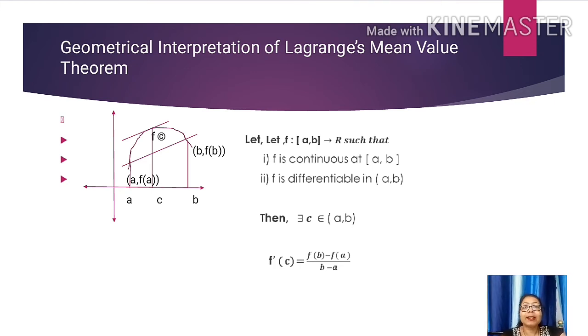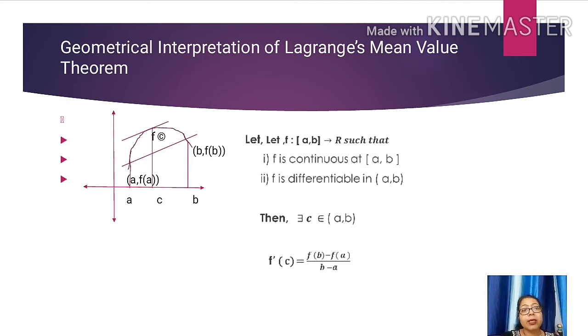Now at the point c, if we draw the tangent on the curve, this point will be (c, fc), and the tangent at that point will be parallel with the line joining (a, fa) and (b, fb). So the slope of that tangent and the slope of this line should be equal. That means the slope of the tangent at (c, fc) is f dash c, and the slope of the line joining (a, fa) and (b, fb) is fb minus fa by b minus a.